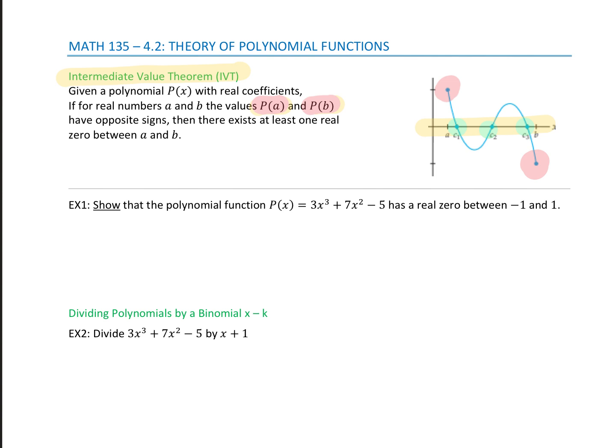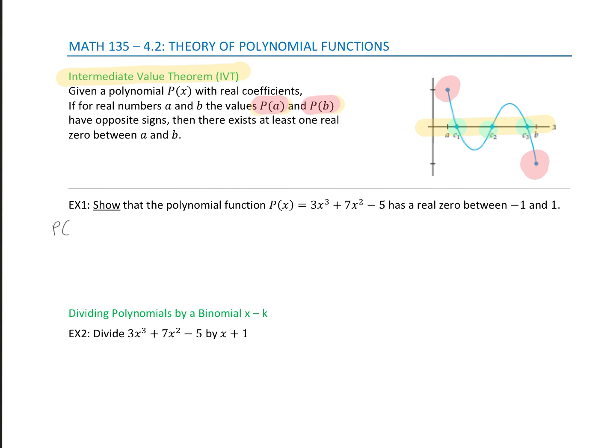All right, example 1. Show that the polynomial function p of x equals 3x cubed plus 7x squared minus 5 has a real zero between -1 and 1. All right, so the way we're going to show that it has a real zero, or at least that at least one exists, is we're going to show that when we plug in -1 and 1, their p values are going to have opposite signs.